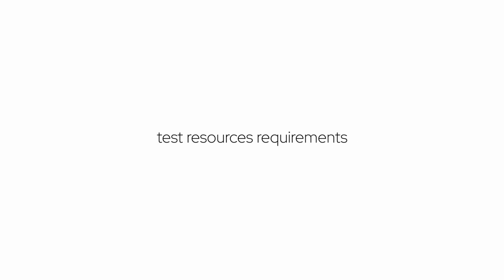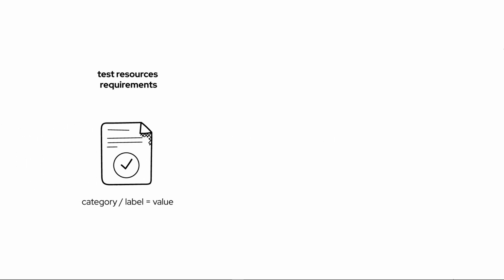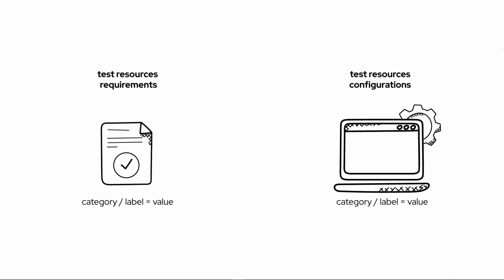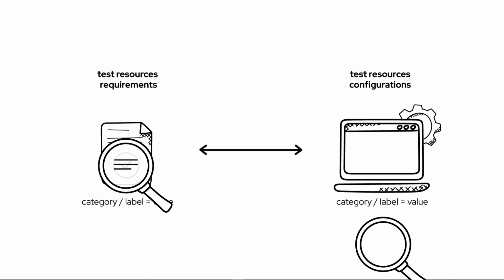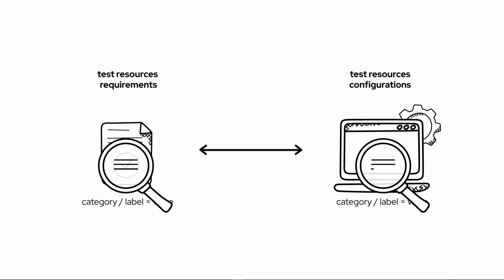You can now specify test resource requirements in playbooks. These are also triples of category, label, and value and correspond to the configuration triples of the test resources. At each requirement, you can also define requirement details, which correspond to the details of the configuration triples.